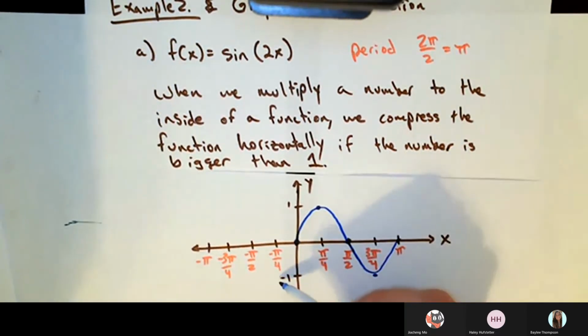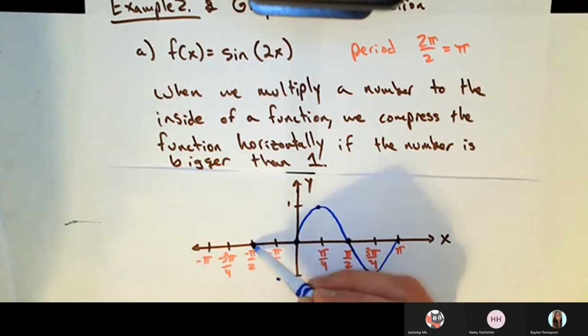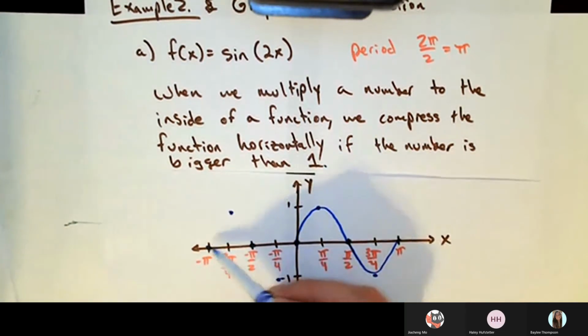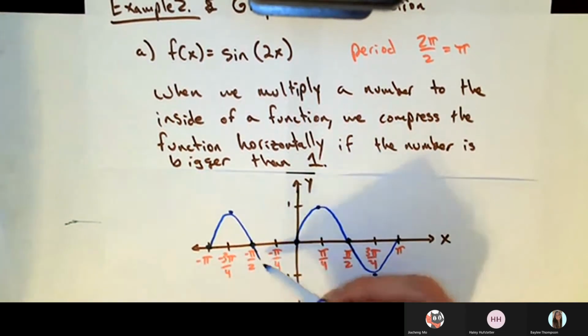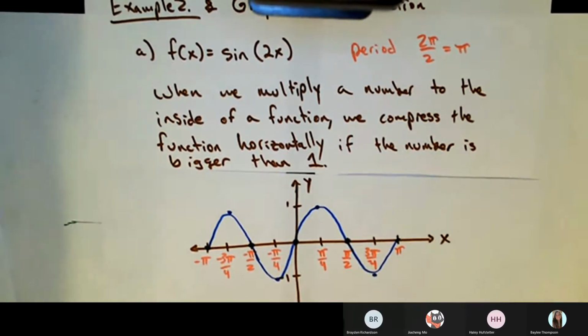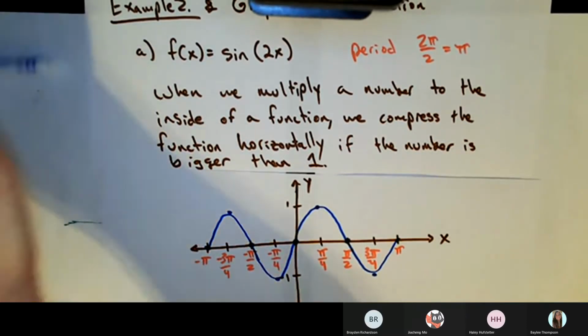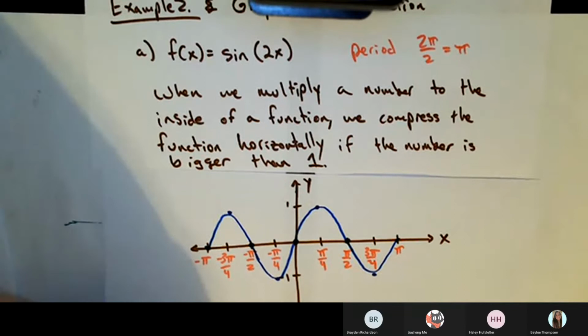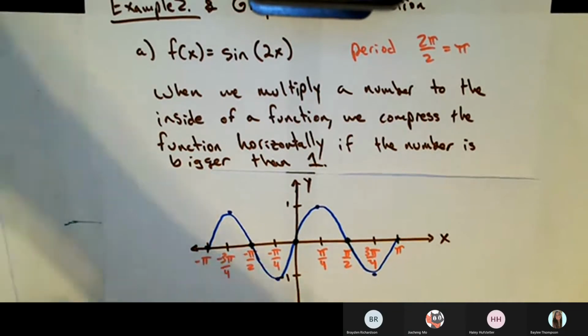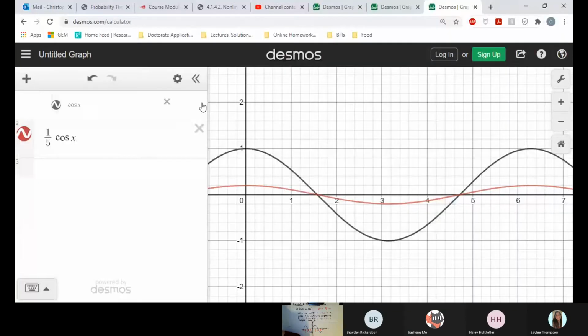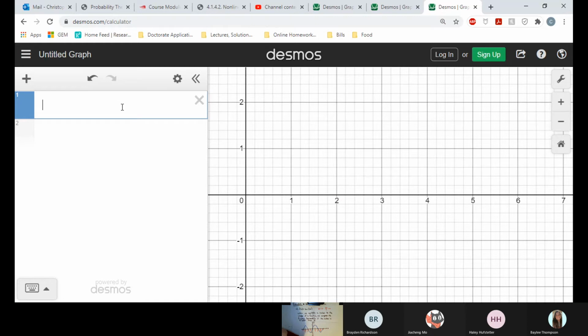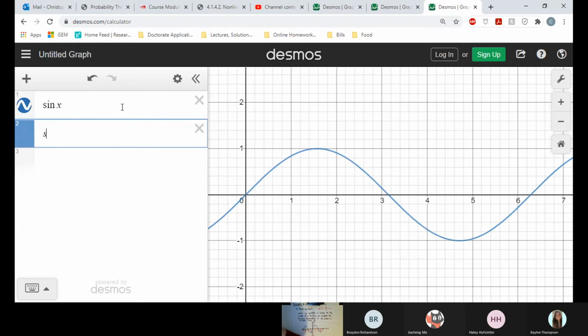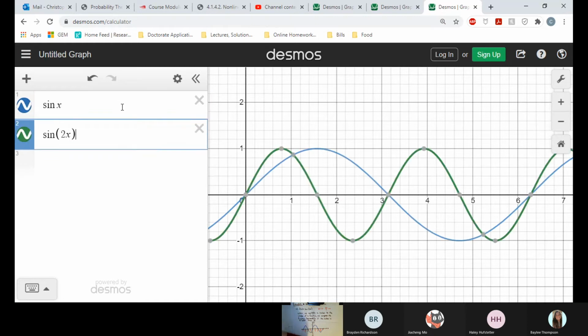And maybe it's hard to see how different this is, but I will put one on Desmos for you to see, so you can really see that compression happening. All right. And I'll come back to my picture as well. But first, let's go to Desmos. So here's sine of x. Now here's sine of 2x.